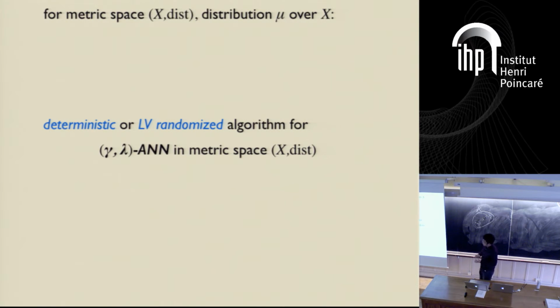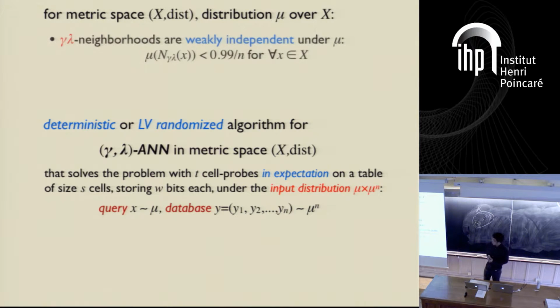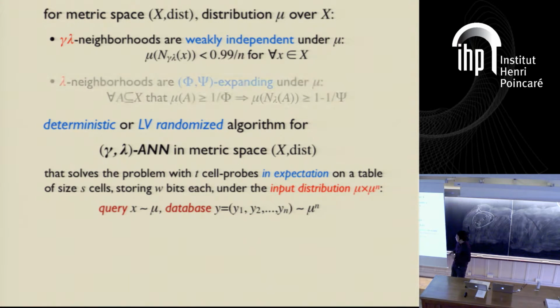And with these two concepts of metric expansion, we can prove a lower bound for the gamma lambda approximate near neighbor in any general metric space with input distribution where every data point and also the query is sampled IID from this general measure distribution over the metric space. Making these two assumptions: the gamma lambda neighborhoods are weakly independent, so the bigger balls are this small, and the lambda neighborhoods, the smaller balls, are expanding.